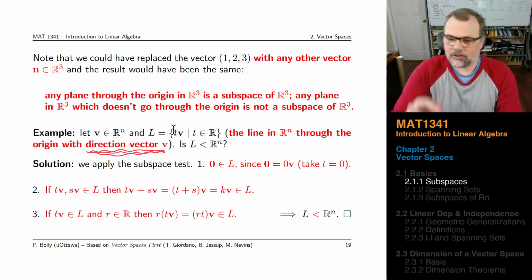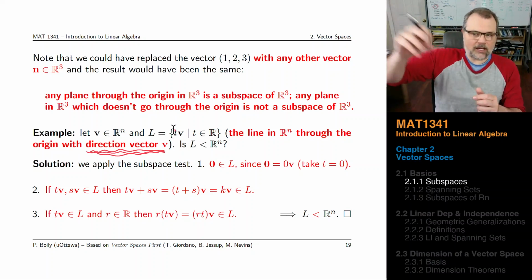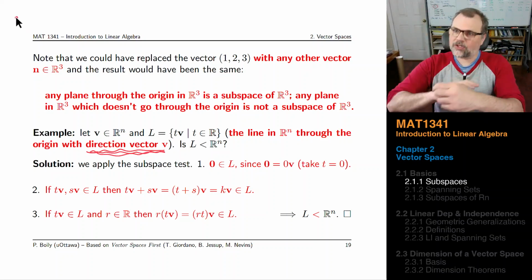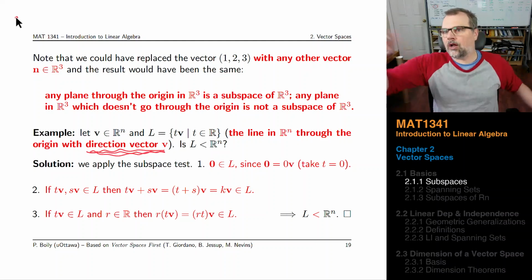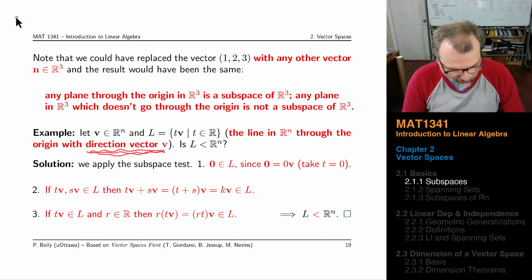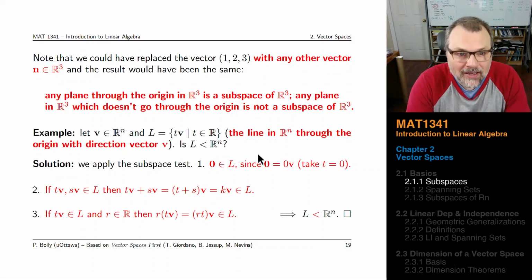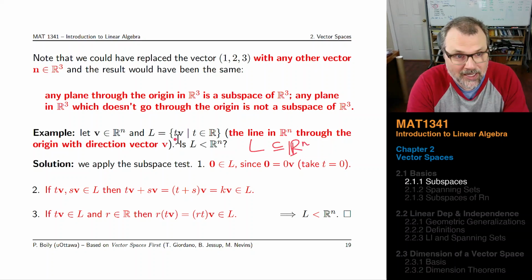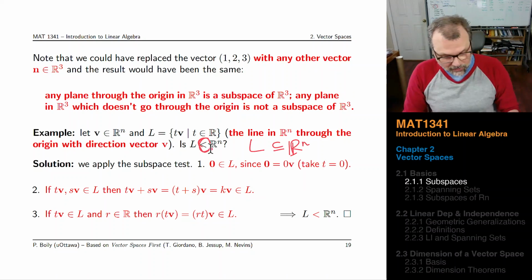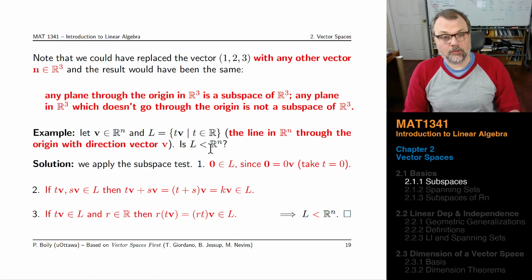So t times v: you take your vector v and stretch and scale it using all the possible scaling factors. You reverse it with negative scalars and you stretch it. You get all possible points on the line. Is it the case that L is a subspace of Rn? We know that L is a subset of Rn, that's for sure. That's by construction. Everything in L is a vector in Rn. The question isn't whether it's a subset or not. The question is, is it a subspace? Does it satisfy the additional properties to be a vector space?